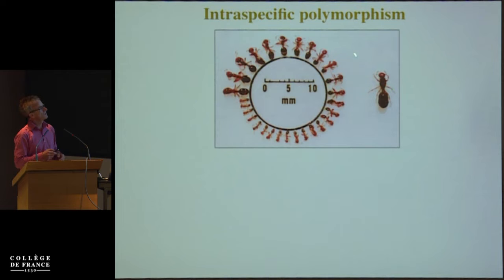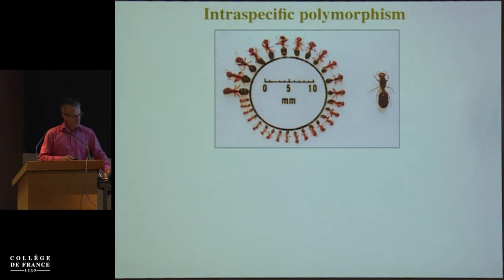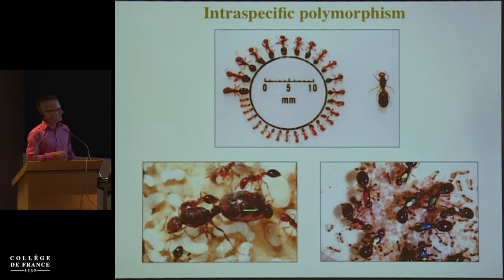Here you have a queen, here you have different workers. Workers can differ in size and shape, and this can be intense. And the queen is also very different from the workers. So during the first part of the talk, I will discuss that. And then I want to discuss variation in social organization. There are many species of social insects where you can have variation in social organization. And the main difference is the number of reproductive individuals in a colony.